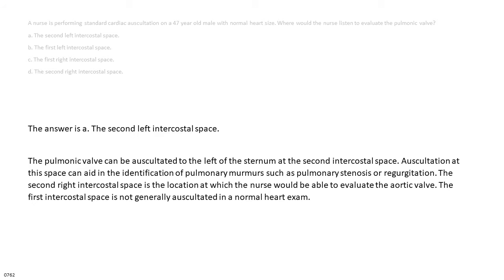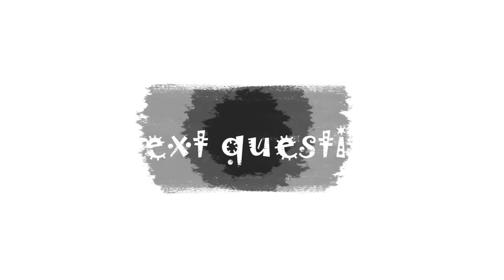The answer is A. The second left intercostal space. The pulmonic valve can be auscultated to the left of the sternum at the second intercostal space. Auscultation at this space can aid in the identification of pulmonary murmurs such as pulmonary stenosis or regurgitation. The second right intercostal space is the location at which the nurse would be able to evaluate the aortic valve. The first intercostal space is not generally auscultated in a normal heart exam.